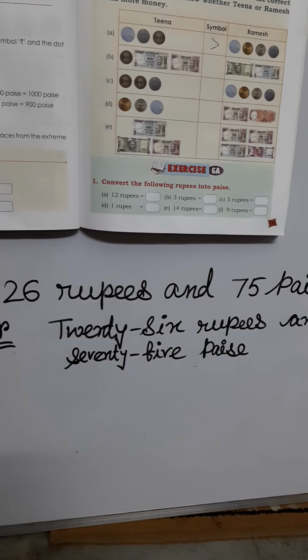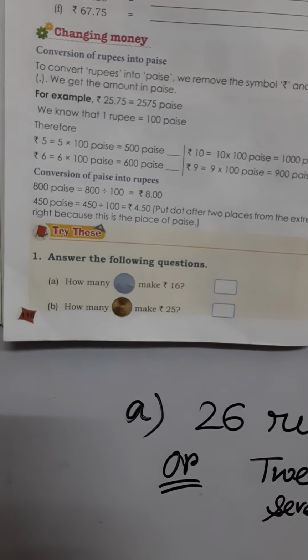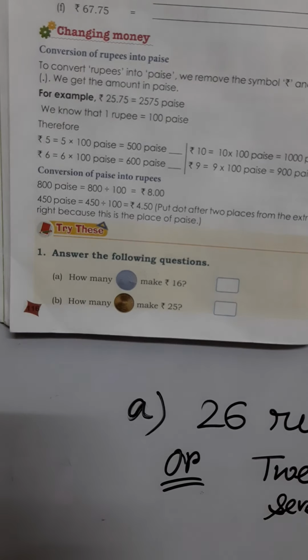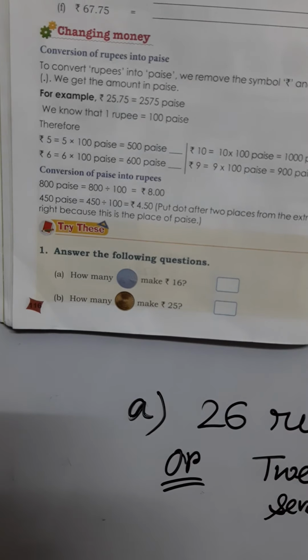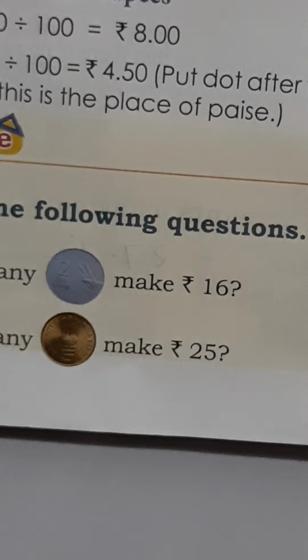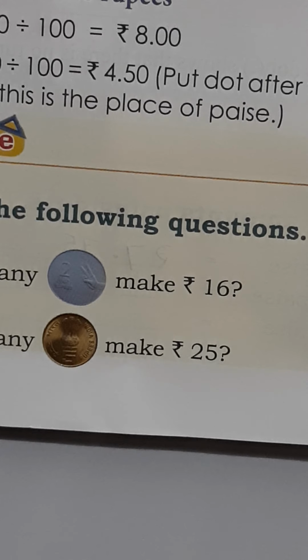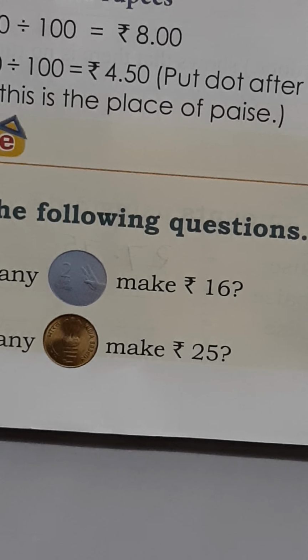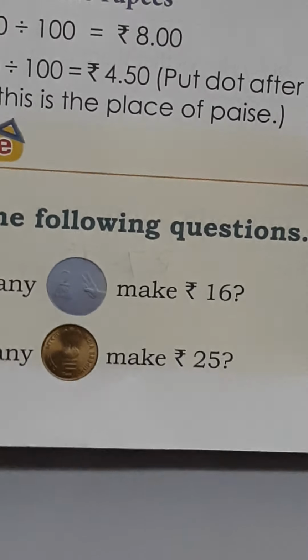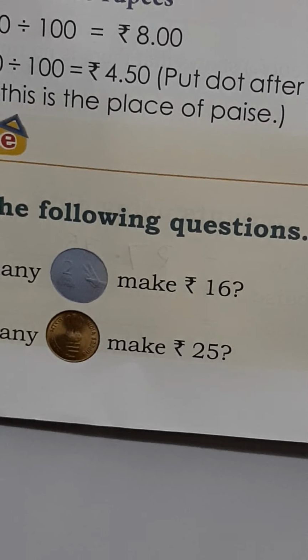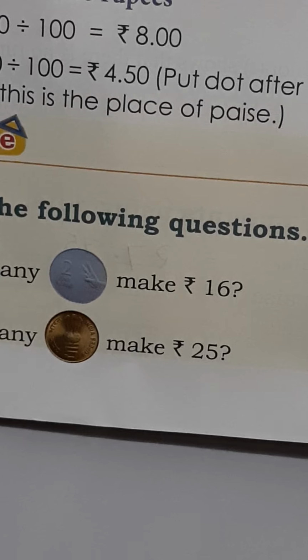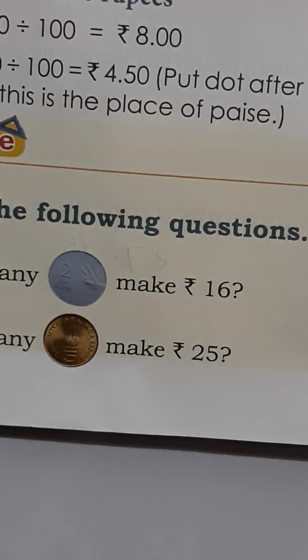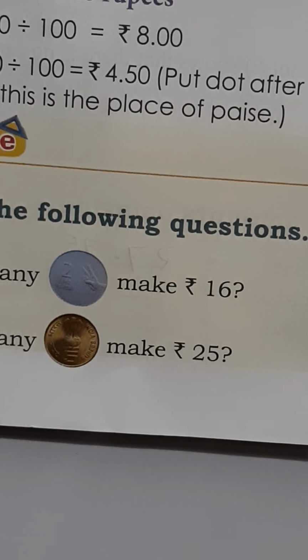Okay, so let's go to the book. In the book you have one question: how many 2 rupees coins make 16? I told you in many previous classes that you have to remember the table numbers, because if you don't know the tables, you cannot memorize these things. So here you have to know the 2 number table.